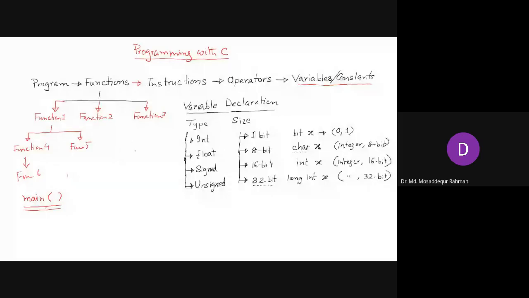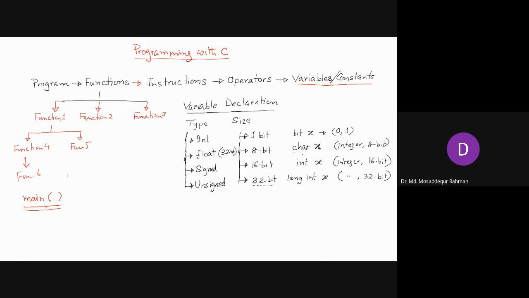And the float is also 32 bits long, but it's for floating point, decimal point, or if the number is very large, right? Okay.